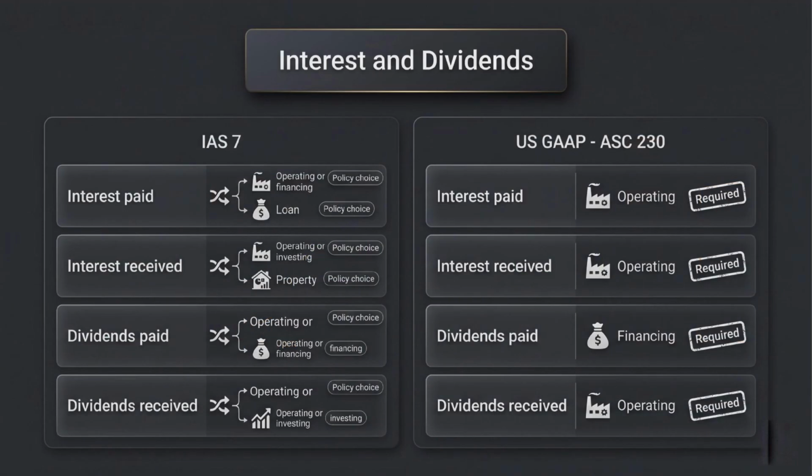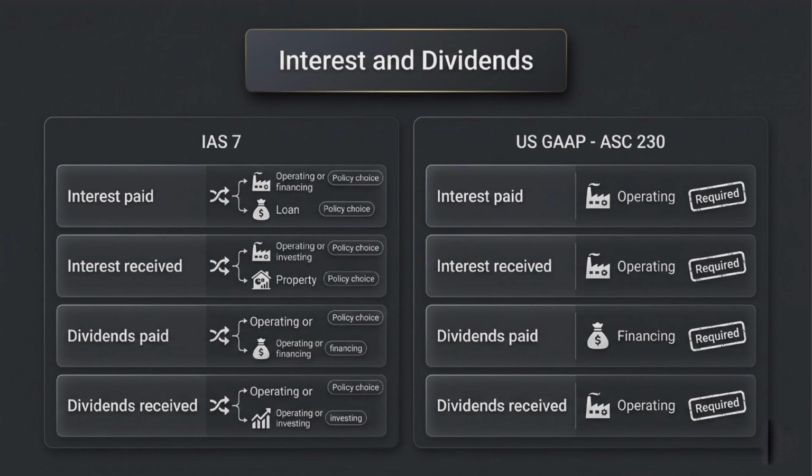Interest and dividends are one of the highest yield comparison areas. Under IAS 7, there is more policy choice. Interest paid may be operating or financing. Interest received may be operating or investing. Dividends paid may be operating or financing. Dividends received may be operating or investing. The entity must apply the policy consistently and disclose it appropriately.